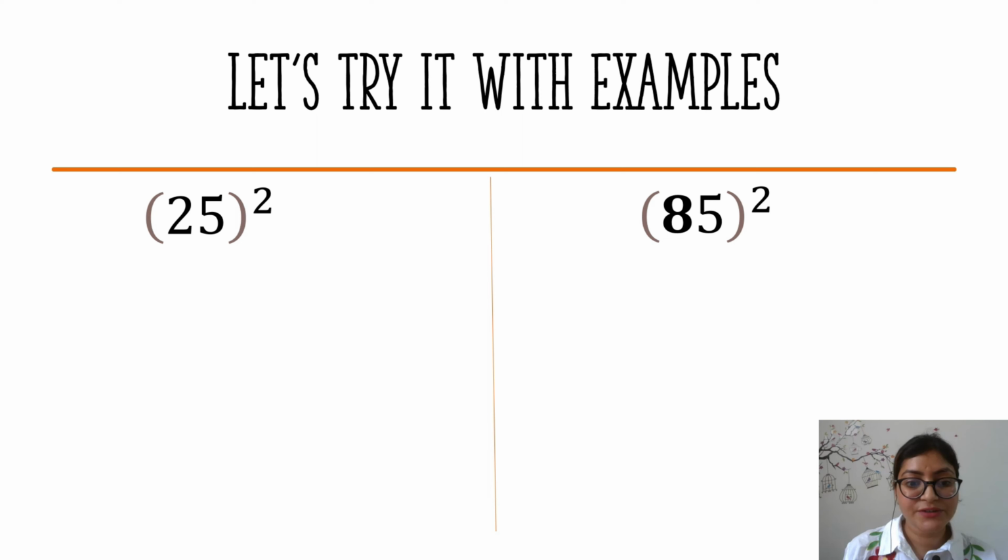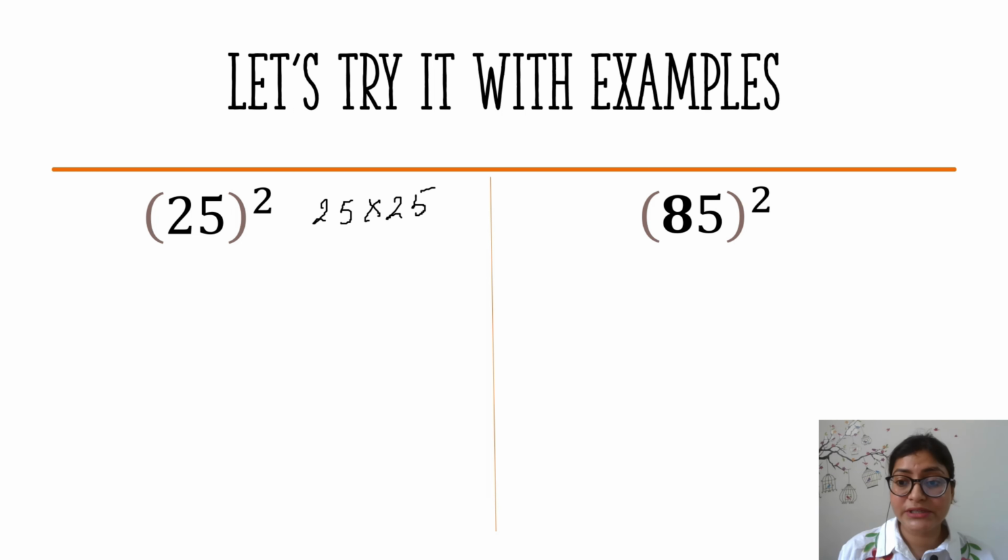The first number that we have here is 25. So we need to find out the square of 25, that is 25 multiplied by 25. If we do this calculation in the way we do multiplication, it will take a lot of time. Rather, what we will do is use this Vedic method to find out the square of 25.